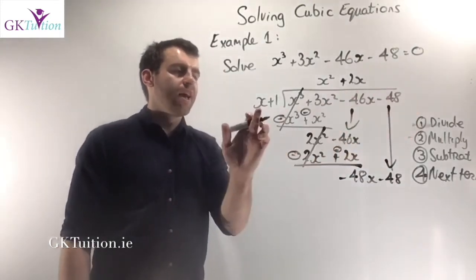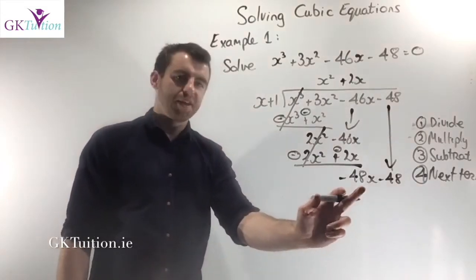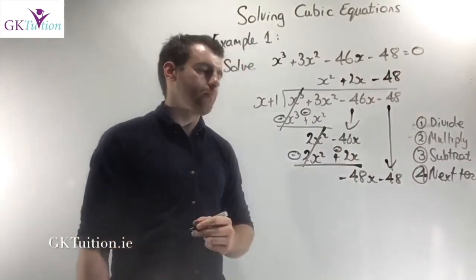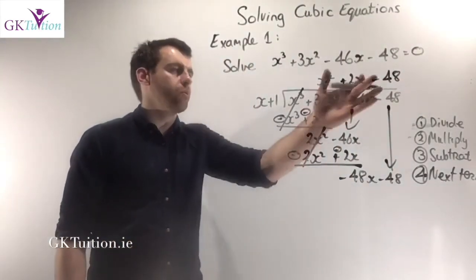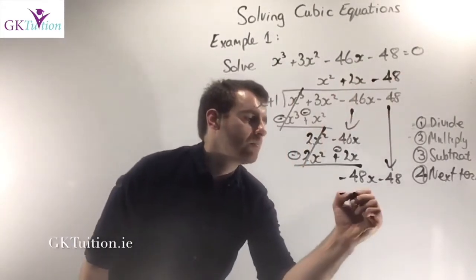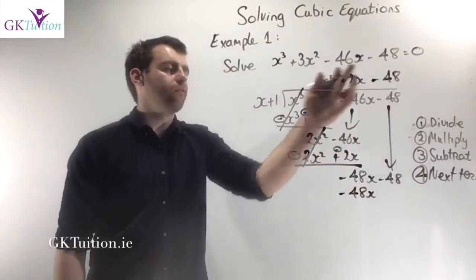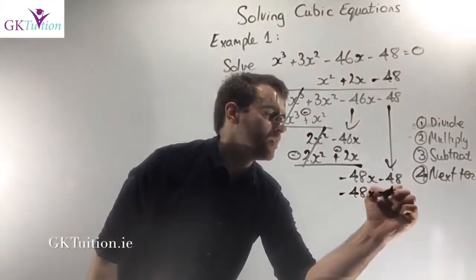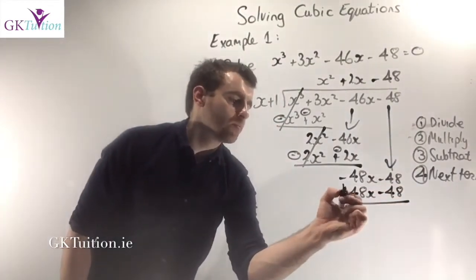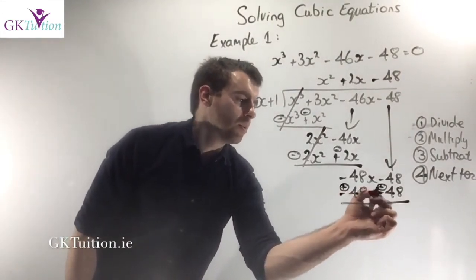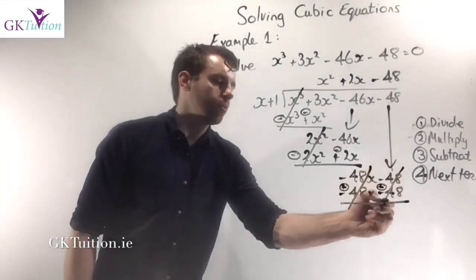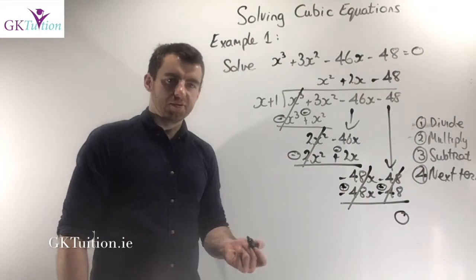I need to divide the first thing here into the first thing here. X into minus 48x is going to give me minus 48. The second step is multiply. So I'm going to multiply the thing on the top here by each of these. Minus 48 multiplied by x gives me minus 48x. Minus 48 multiplied by 1 gives me just minus 48. The third step is we need to change our signs. So the minus 48x becomes a plus and the minus 48 becomes a plus. Now I have minus 48x plus 48x, which is 0. I have minus 48 plus 48, which is 0. And I'm left with a remainder of 0.